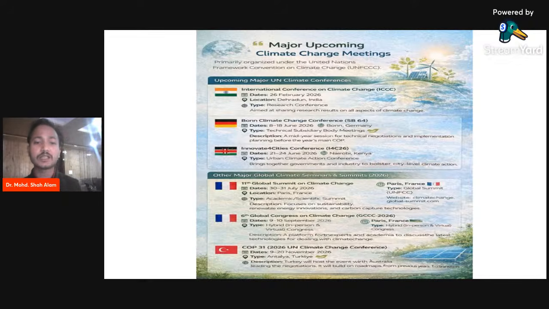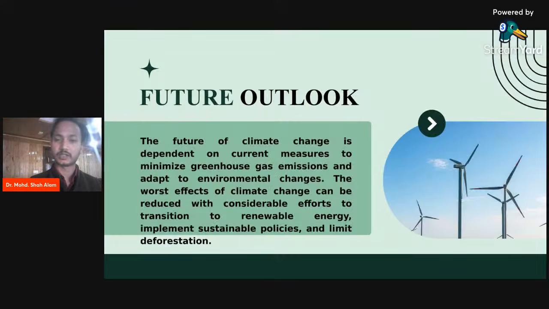And the next is the Innovative Cities Conference that is going to be held in Kenya, and it will bring together government and industry to boost city-level climate actions. And the last is the UN COP31. It is going to be held in November in Turkey. It is the most important climate conference that occurs in the world. The leading negotiation will build on the roadmaps of previous years to transform agriculture for climate change.